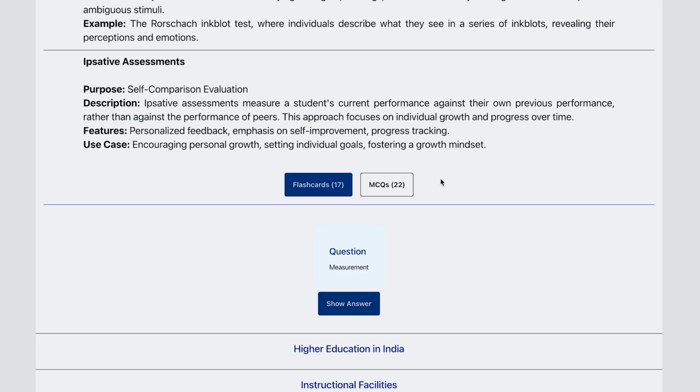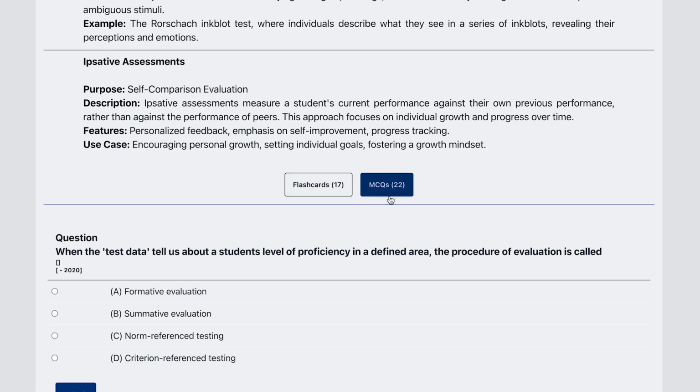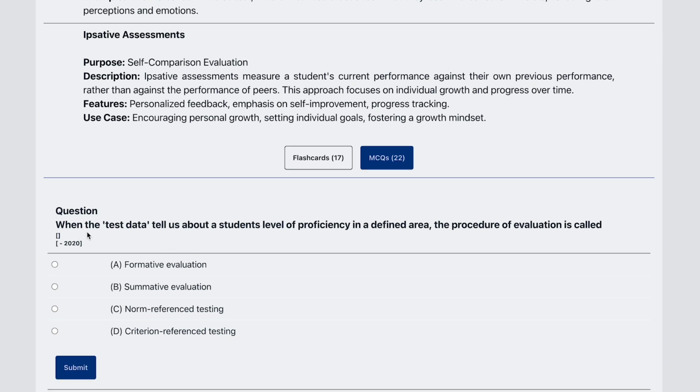Now let's do some MCQs from evaluation. Quite an important topic and 22 MCQs. So let's do a few here. When the test data tells us about a student's level of proficiency in a defined area, the procedure of evaluation is called. Formative is during the instruction, so it does not tell us about the proficiency in a defined area. Summative does tell us, but not in a defined area. It's the total after the entire semester is over or the entire year is over. So not in a defined area, it's overall.